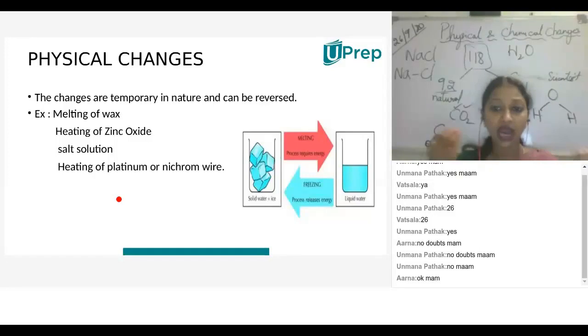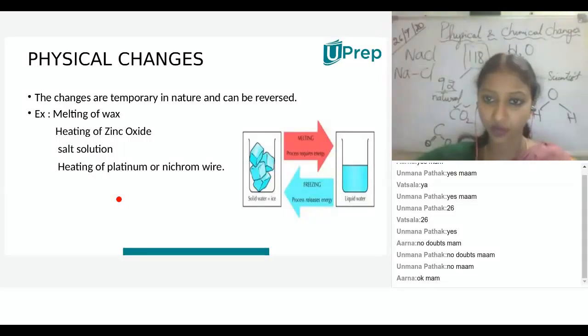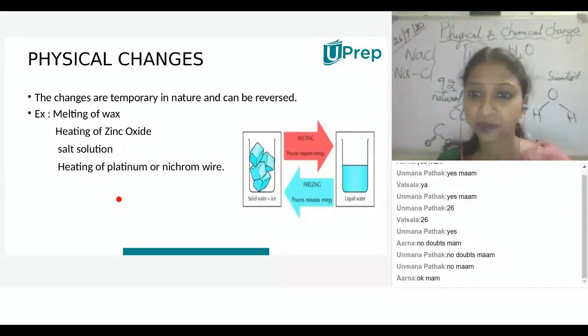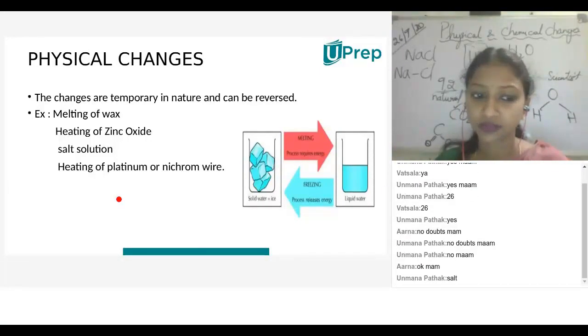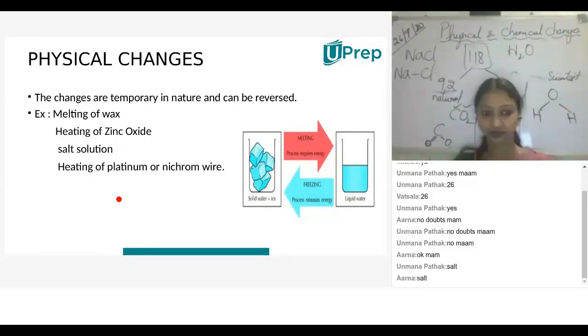So take that salt solution and start evaporating it. Start giving heat to it. Gradually the water will be evaporated, and what will be left over there after cooling? Salt. Very good. Salt. This means that evaporation is also a physical change.